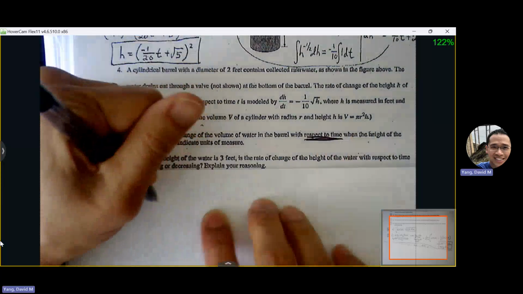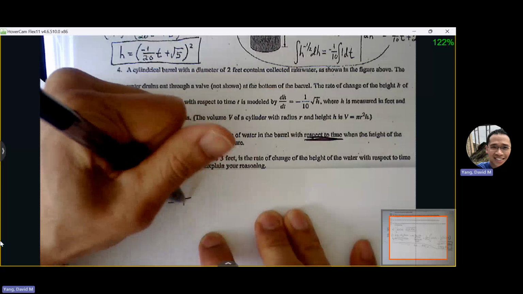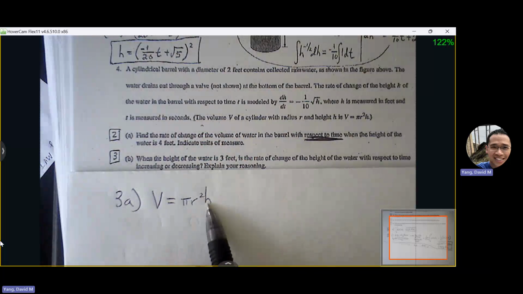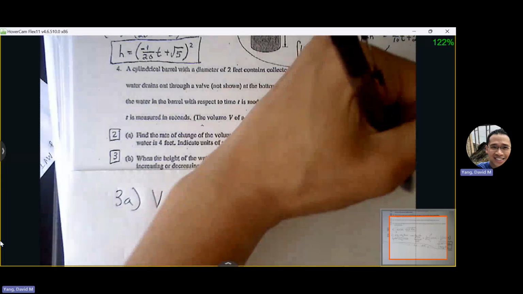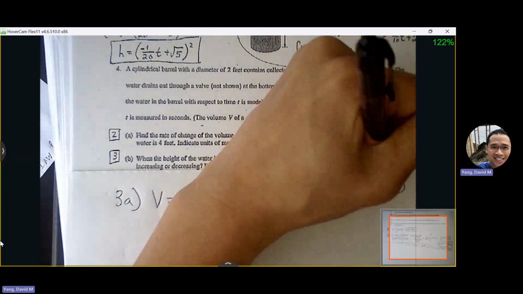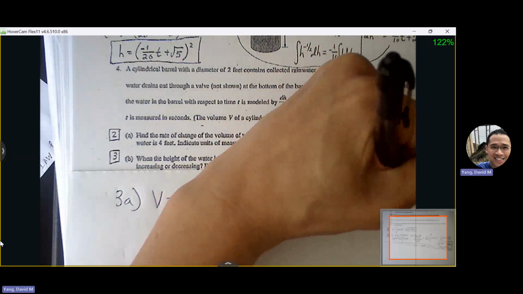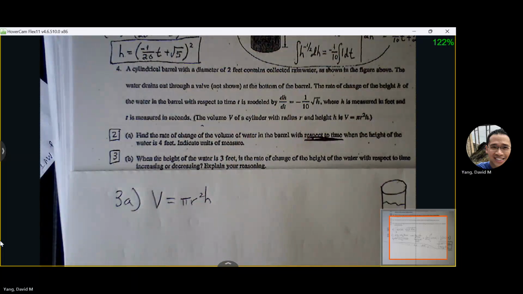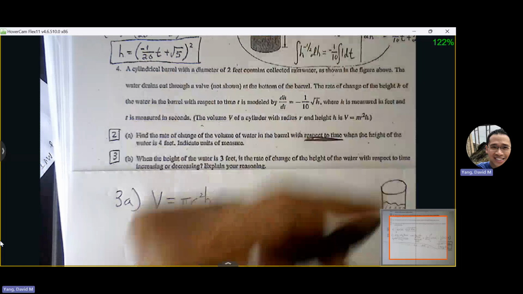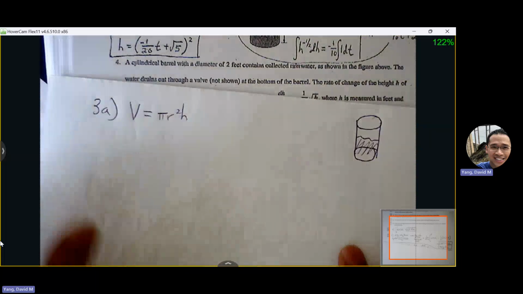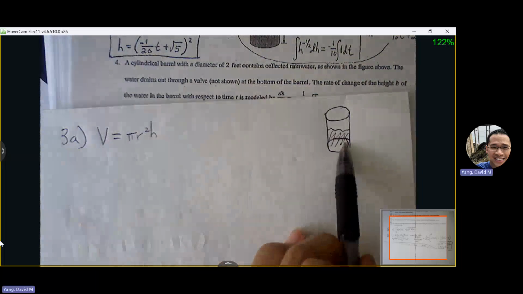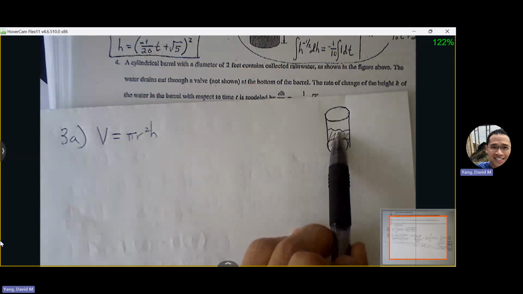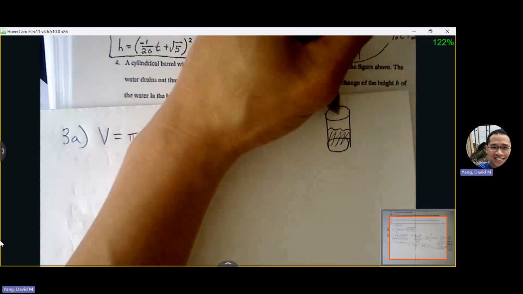Find the rate of change of the volume. So let's look at volume first. Volume is pi r squared h. So if we think about a cylindrical container and the water level is decreasing or increasing, doesn't really matter. If we think about, okay, the water level is going to be changing, right? The height is going to be changing. But what about the radius of the water level? Is that ever going to change? It's always going to stay the same.